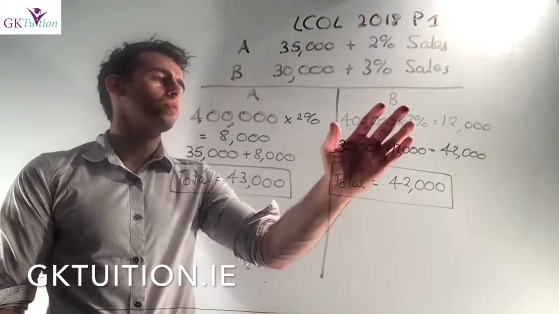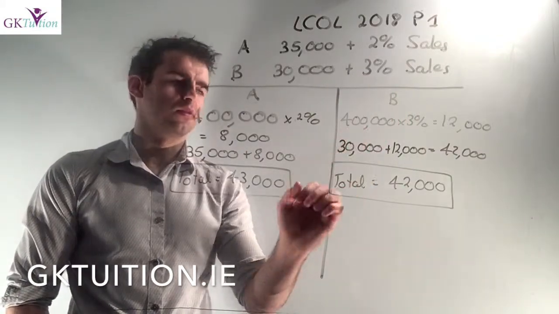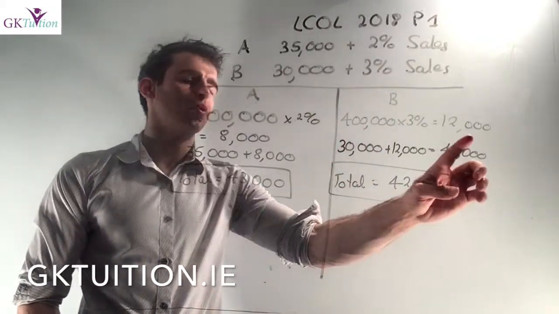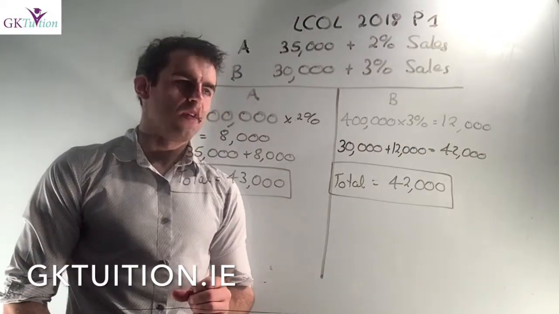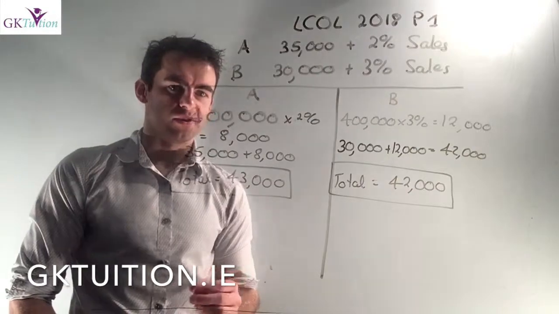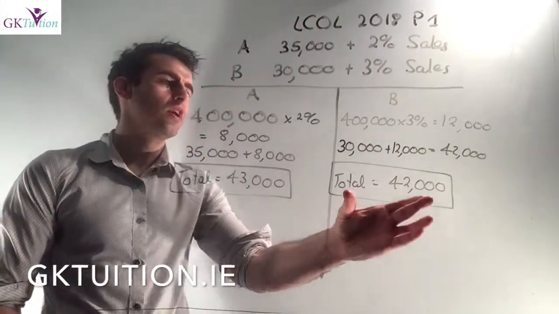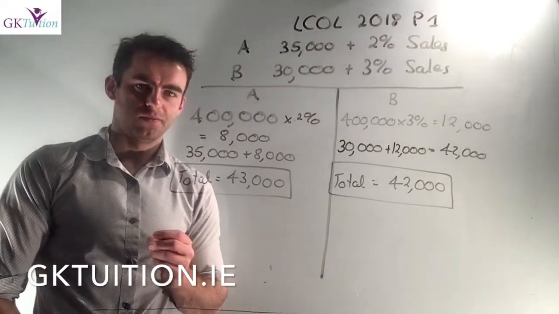On the other hand, if he chose contract B, he earns 3% commission on his $400,000. 3% of $400,000 works out as $12,000. If I add his commission to his salary, it ends up as $42,000. So my two answers for this: if he'd contract A, he'd have 43. If he'd contract B, he'd have 42.